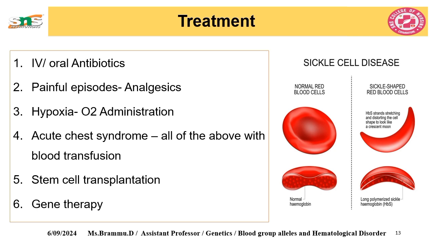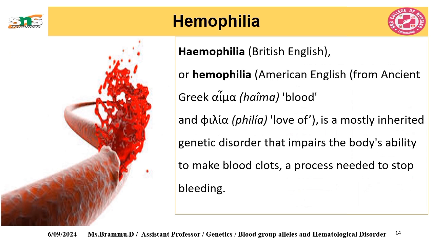So the treatment of choice is to start with IV or oral antibiotics. Painful episodes are treated with analgesics. Hypoxia is to be treated with oxygen administration. Acute chest syndrome is to be treated with all of the above, that is starting antibiotics, analgesics and O2. And in a severe state, when it is not responding and the patients are deteriorating, then plan for stem cell transplantation or gene therapy.